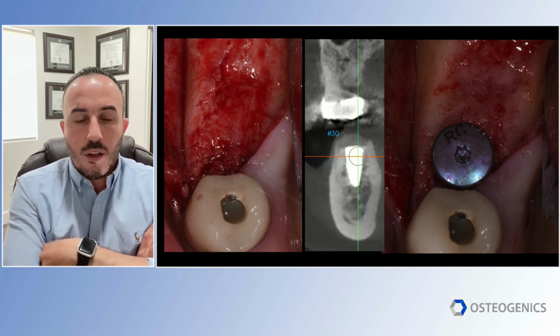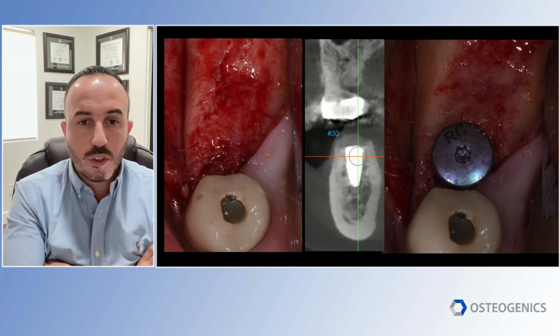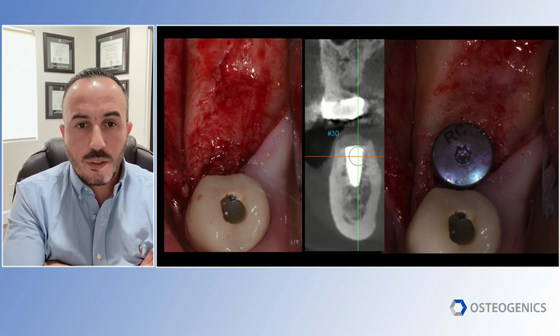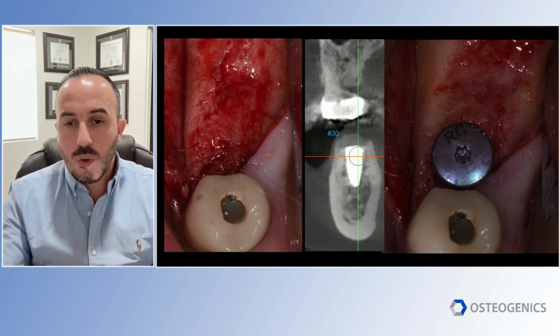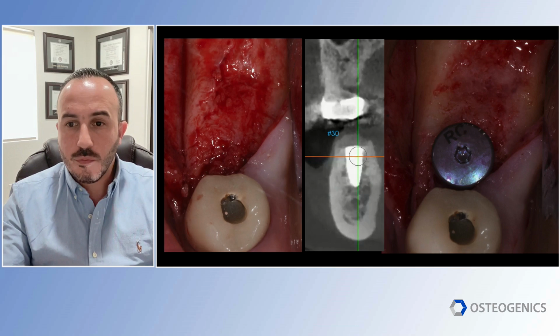So we flap it and we have a problem. We have to look for the implant. That's a good problem. So we flap it big because we also had to place an implant on 31. That's not our topic, but we have regenerated good bone, and this is ready for restoration.